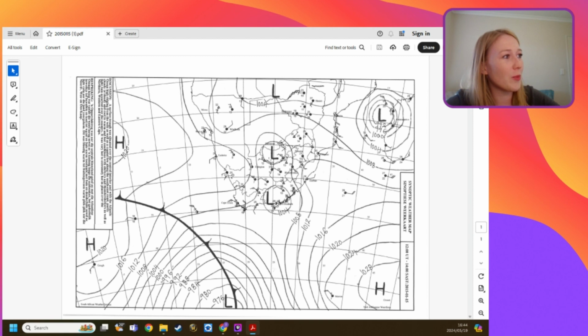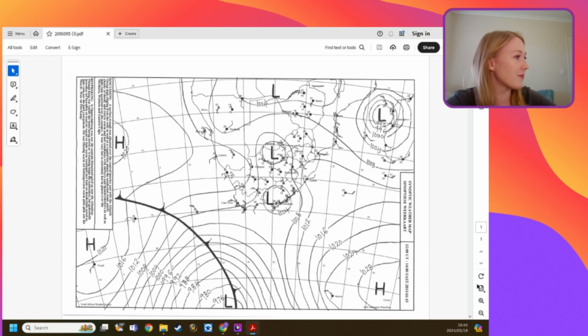Here we have our low pressure system. That tells me that this is summer. I can also see how far south this mid-latitude cyclone is. I can't even see the whole cyclone. I just see the cold front. So it's very far south.